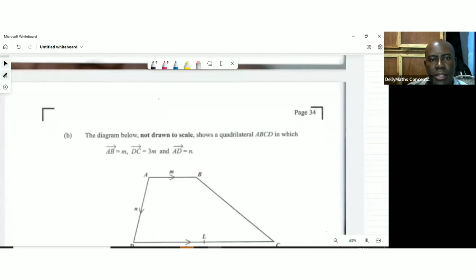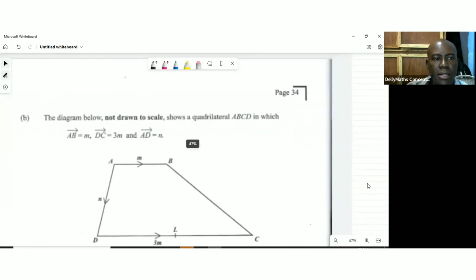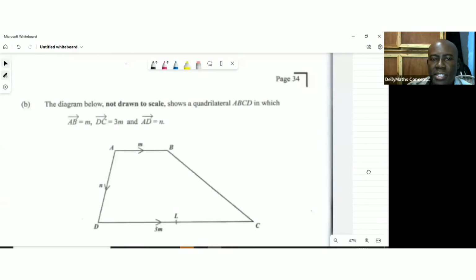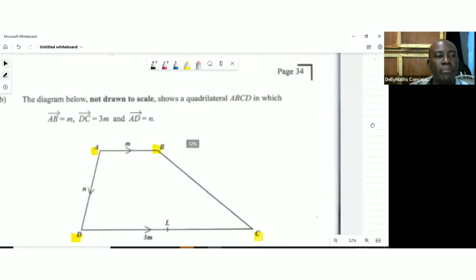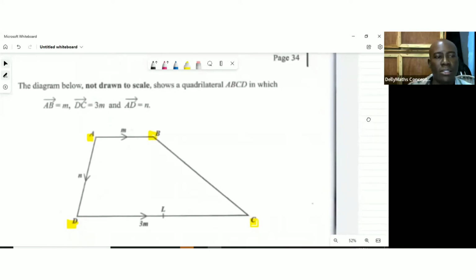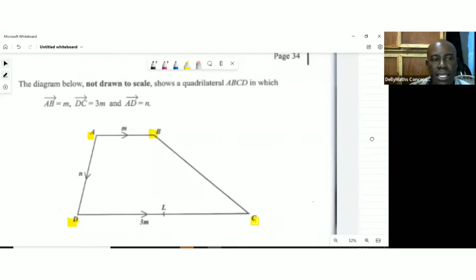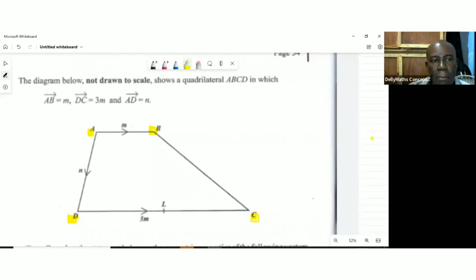So the question reads, the diagram below, not drawn to scale, shows a quadrilateral ABCD. We're looking at the quadrilateral A, B, C, D, where AB is M, DC is 3M, and AD is N. So we have all the relevant information right here.